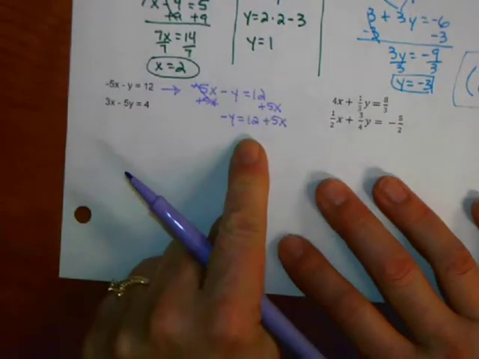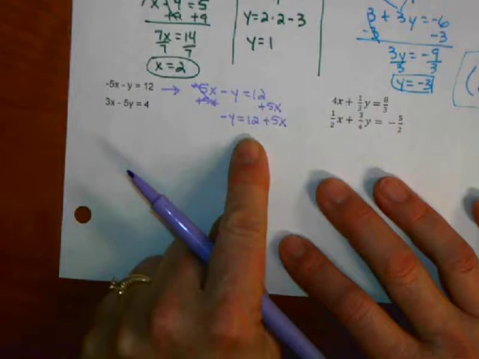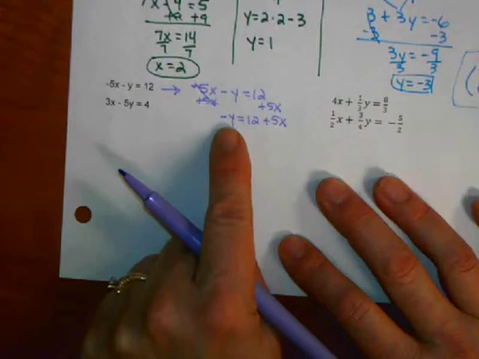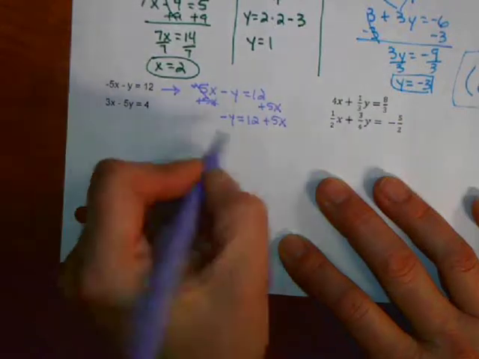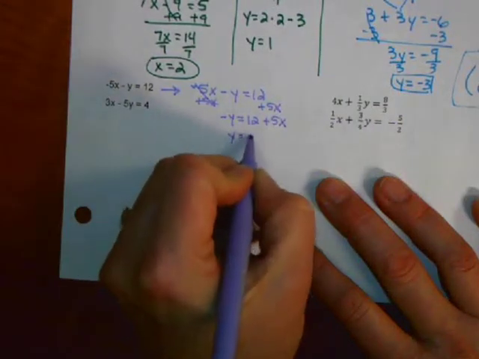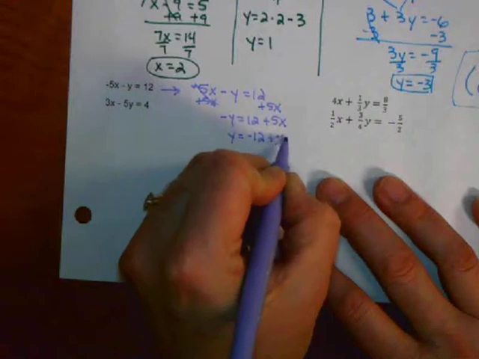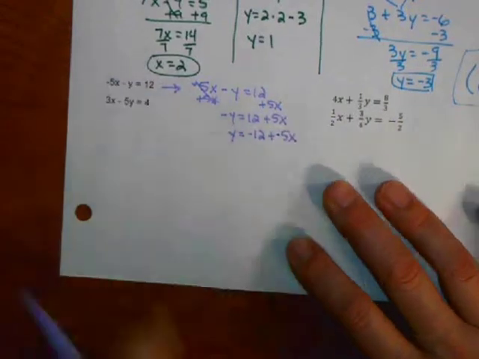Okay, so I'm here. Is y by itself yet? It's got a negative 1 in front of it, doesn't it? So I have to divide everything by negative 1. So I'm just going to do that. All that does is change the sign of everything. Okay.